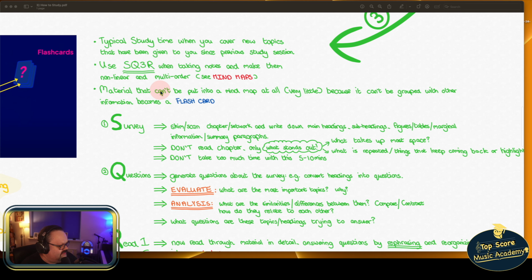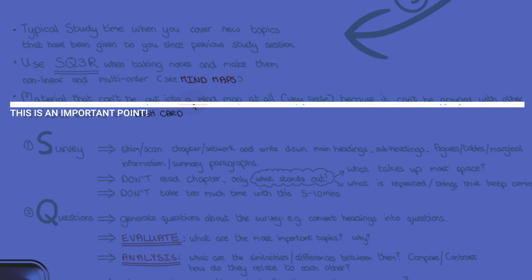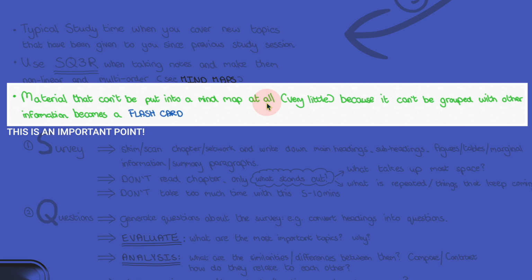And so anything that can't be covered in a mind map, you can of course create flashcards for that. But as it says here, anything that can't be put into a mind map at all, that should be very little, guys, unless it's a completely isolated piece of information that doesn't really relate to 99.9% of everything else in your set works, or whatever you're studying. It should be very little. Nearly everything should be able to be included in a mind map somehow. But just say, for example, there is something that can't be grouped with other information, that will become a flashcard.